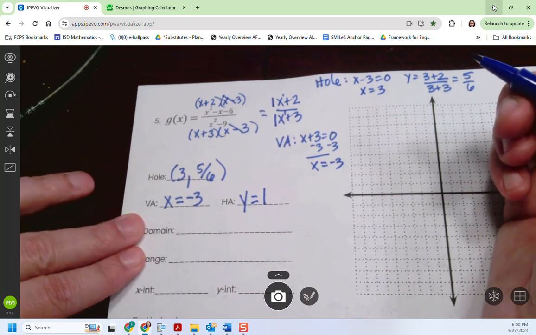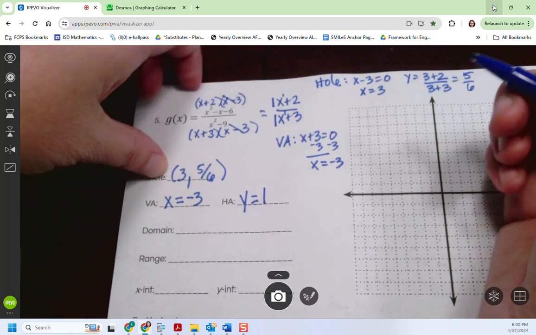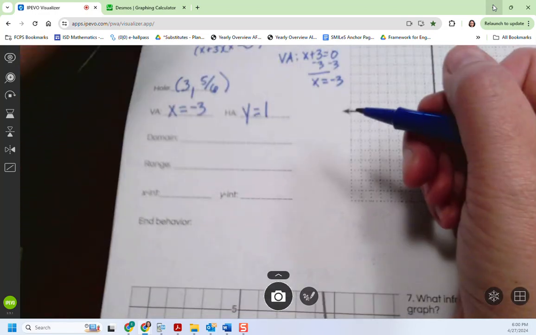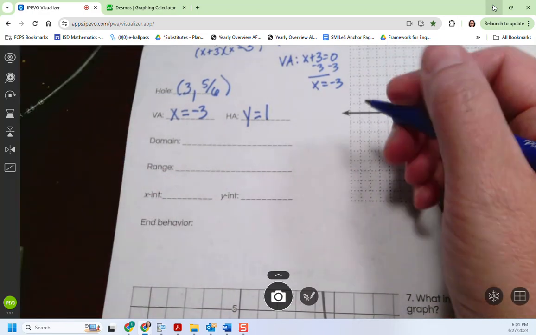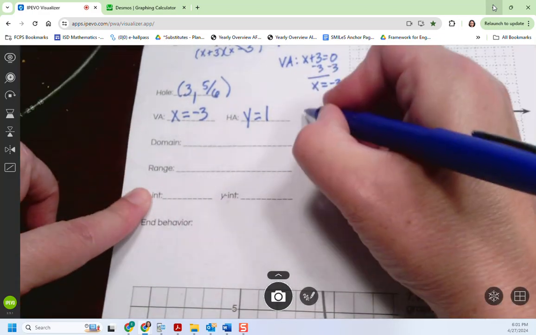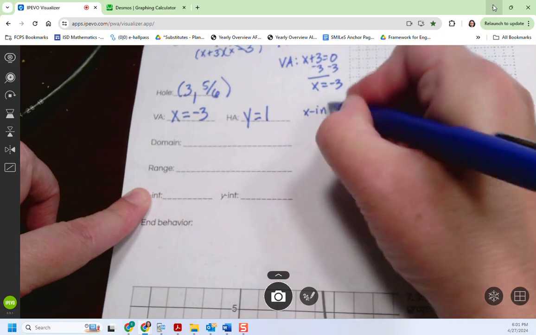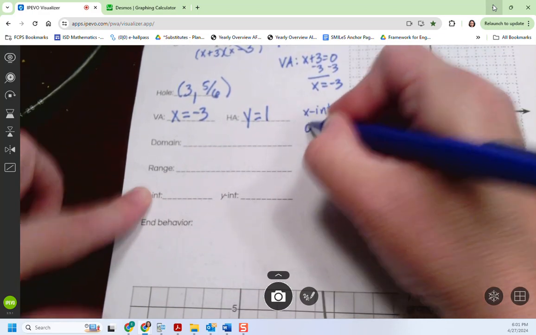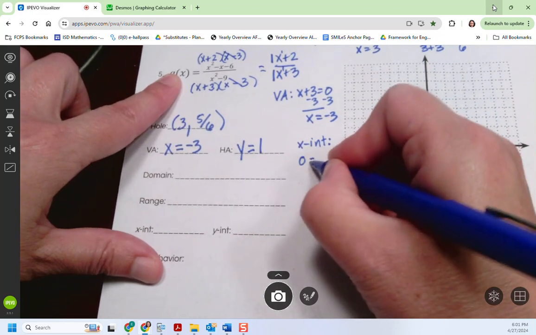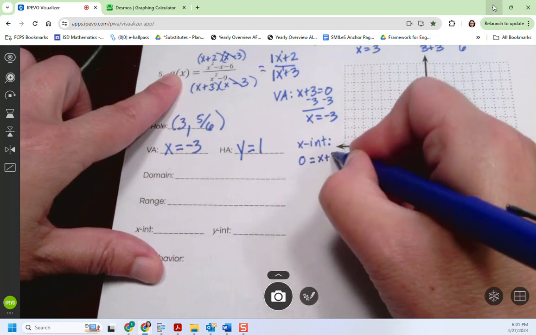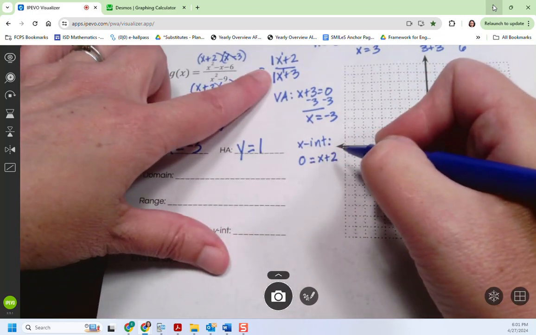We'll do these in a minute. We're going to do intercepts now. All right. To find your x-intercept, you're going to make y 0. So x-intercept, 0 is the y, which is g of x in this case. 0 equals x plus 2 over x plus 3.